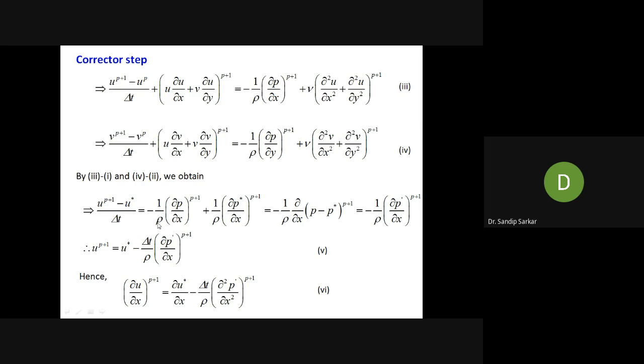So you can write this as u^(n+1) equal to U star minus. I am simply doing algebraic calculation. u^(n+1) equal to U star minus delta T by rho del P prime by del x at n plus 1. Okay. This equation is clear? So this is, let us say, equation number 5. Now if we take the derivative of it, so del u^(n+1) by del x will be del U star by del x minus delta T by rho del 2 P prime by del x squared. This is okay.